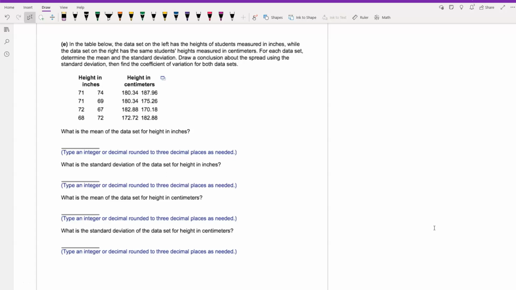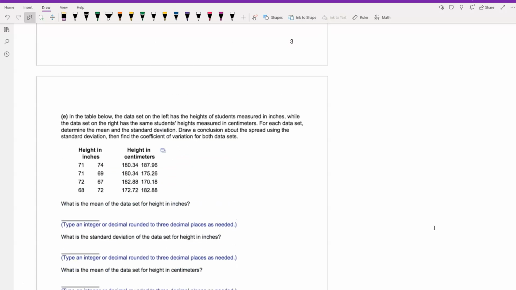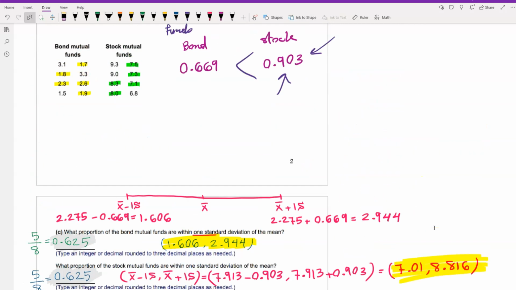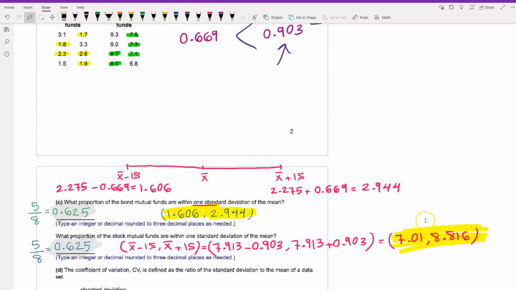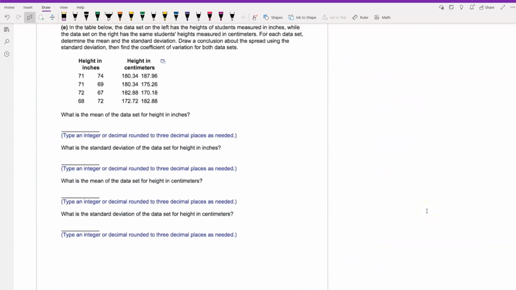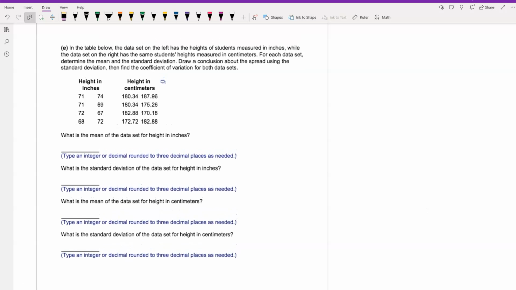Here again we have the data set given, and it's asking for mean and standard deviation. So this part is same as what we did here on this page. Again, we have to enter these numbers into TI-84 in one of the columns, and then find the answer for mean and standard deviation.